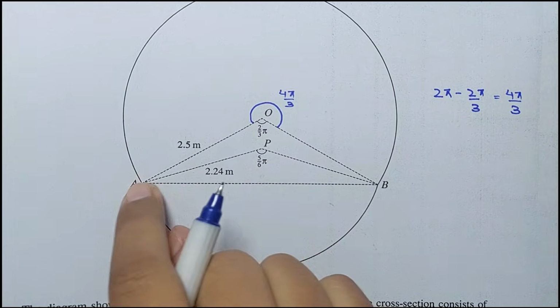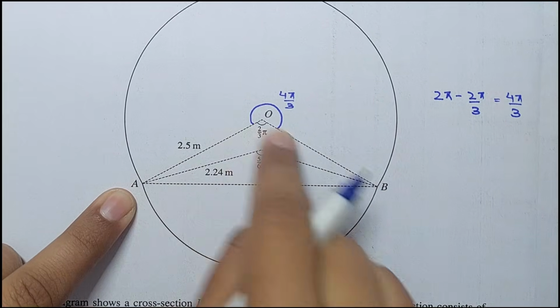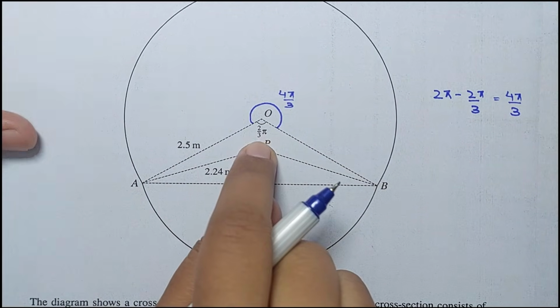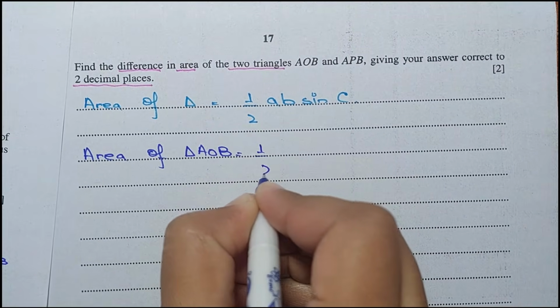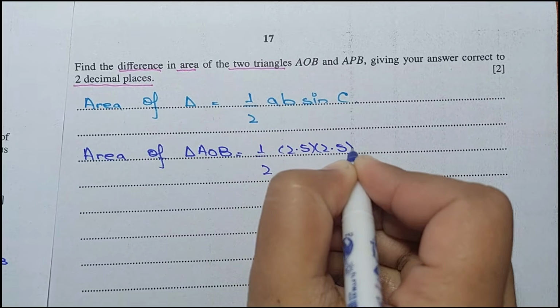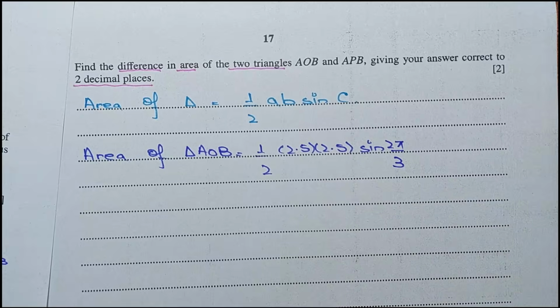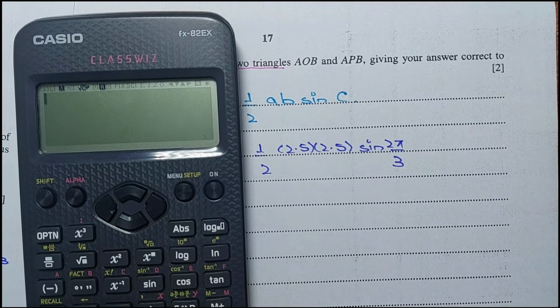AOB, this triangle. If we consider this triangle A, O and B, the two sides are 2.5, 2.5, and the angle between them is 2π/3. So the area is half into 2.5 into 2.5, and sine of the angle 2π/3. This is in radians. Your calculator should be in radians. Yes, it is in radians, right?